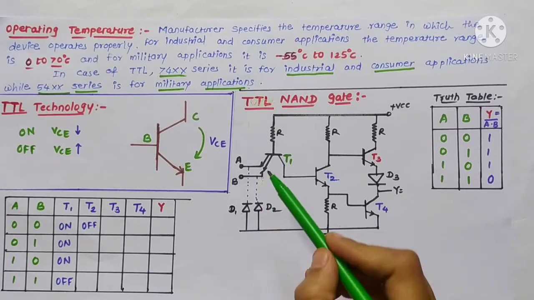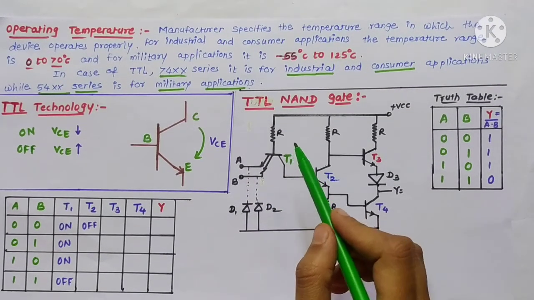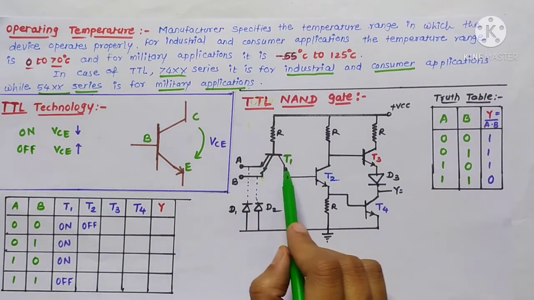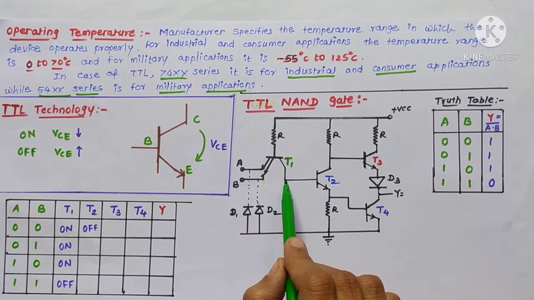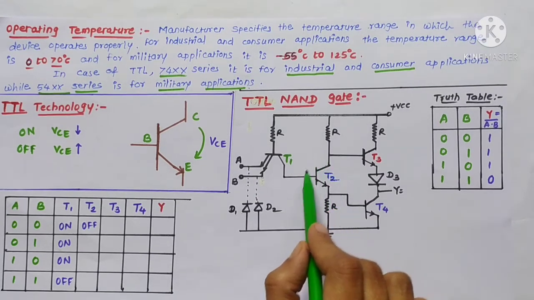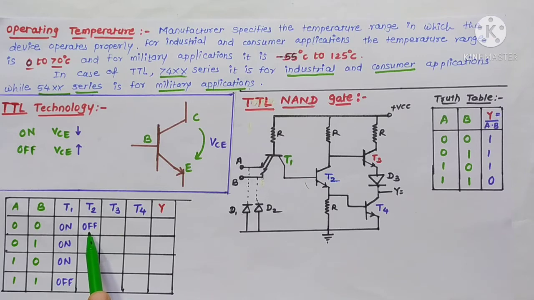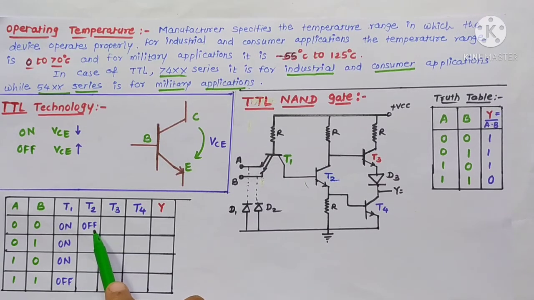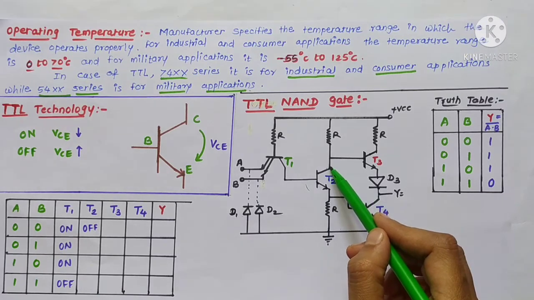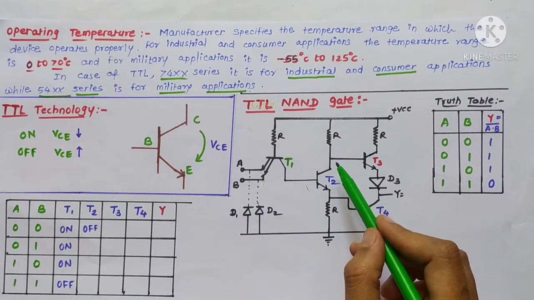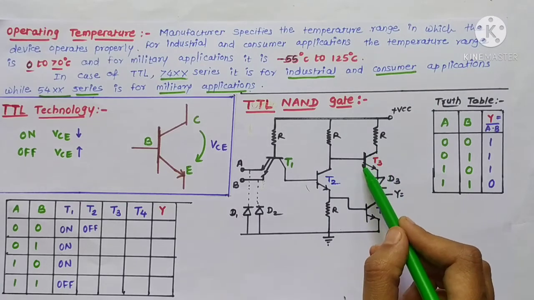If this transistor T1 switches on, by using this condition, its collector goes to the low. As the collector of T1 is low, it makes T2 off. Okay students, so observe in this table, this T2 is off. As this T2 is off, it makes its collector high. So this VCE is high, and this high VCE is given to the base of transistor T3.